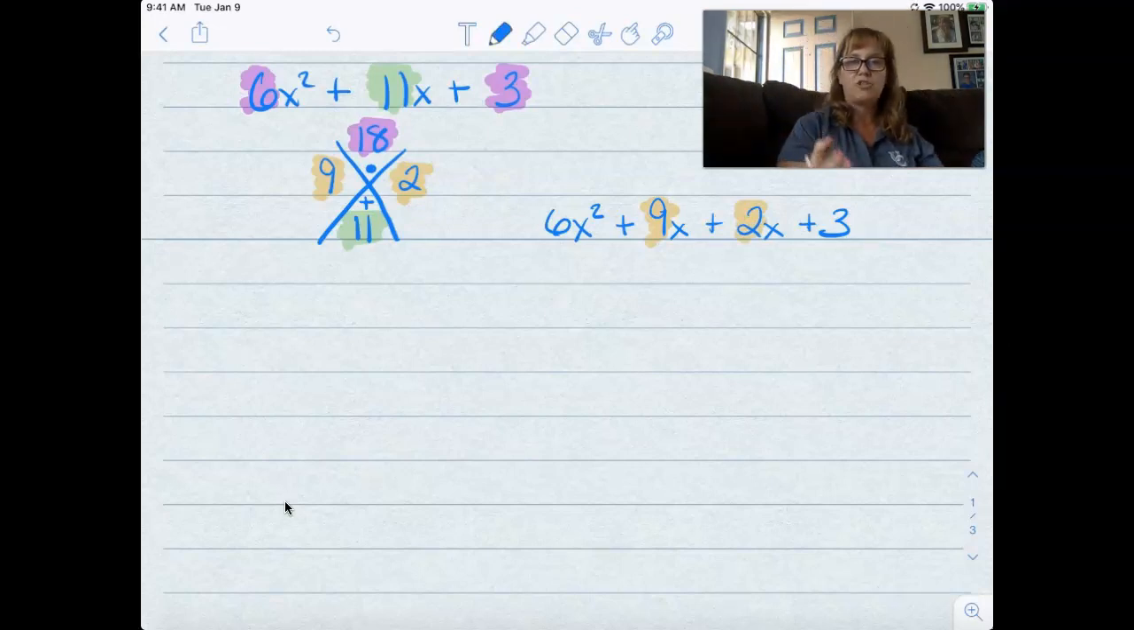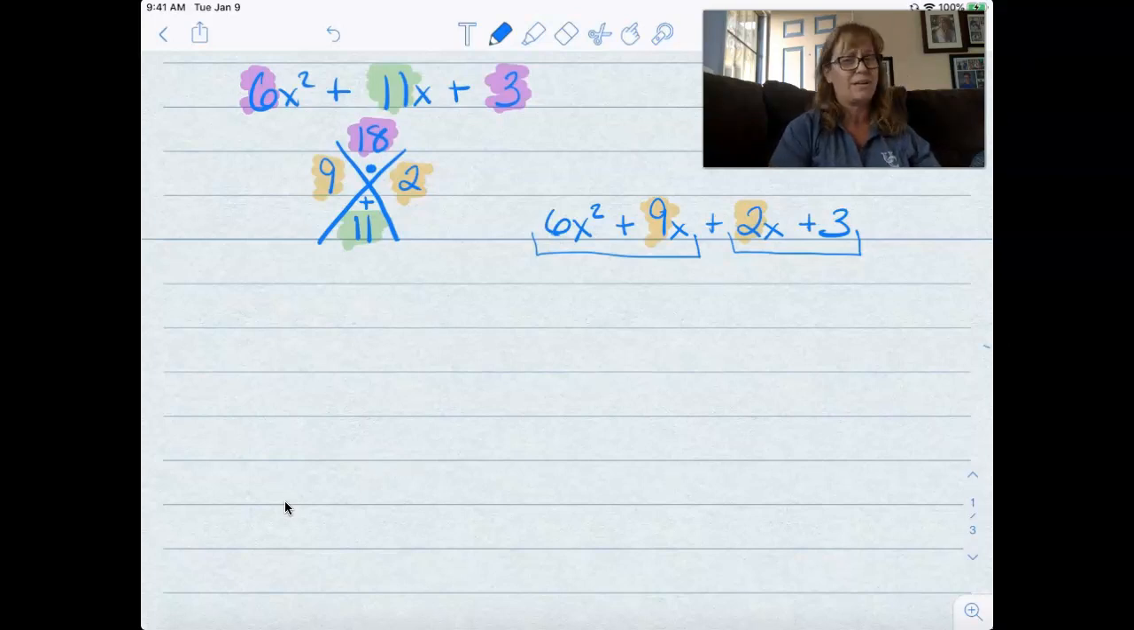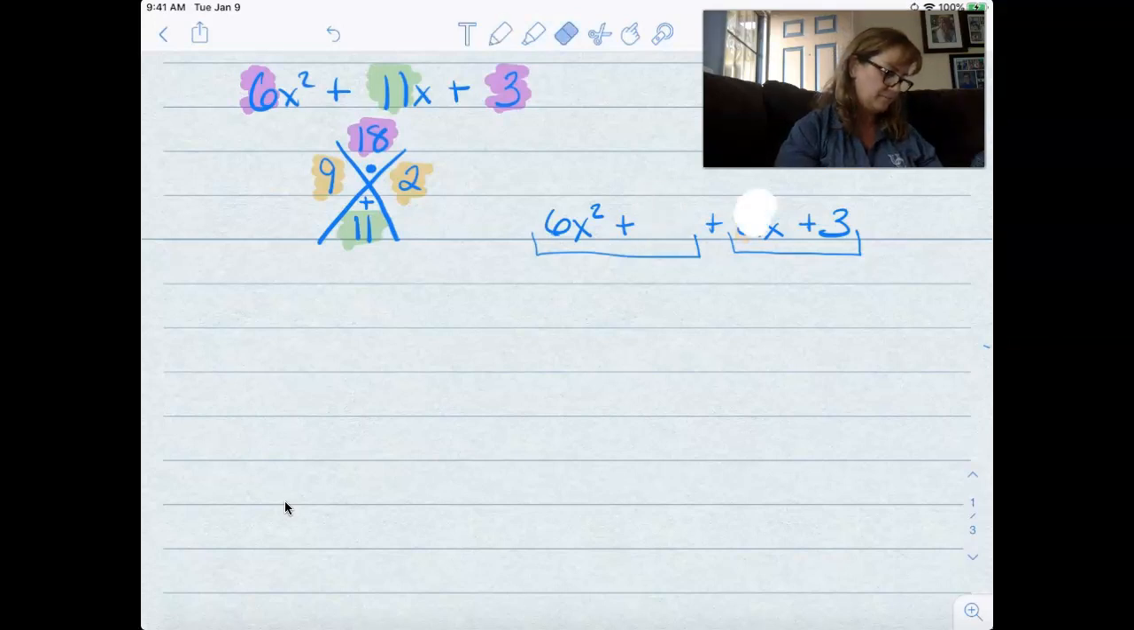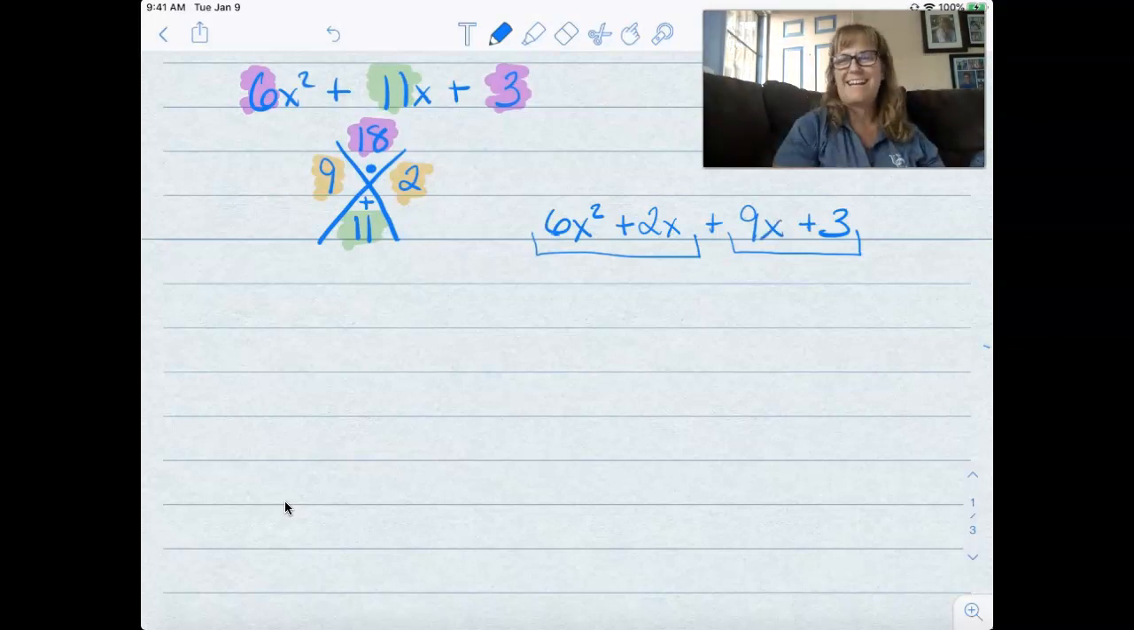Now we have to look at each group and see if we can pull out a common factor. Well, if you notice, we could pull out a common factor between the 6x squared and the 9x, but we can't pull out a common factor between the 2x and the 3. So this would be an instance where I would want to switch that 2x and that 9x, because then we could pull out a common factor of both sets. So let's do that. So I want 2x to go there, 9x to go there. I did that on purpose because sometimes you're going to do that and need to switch it.